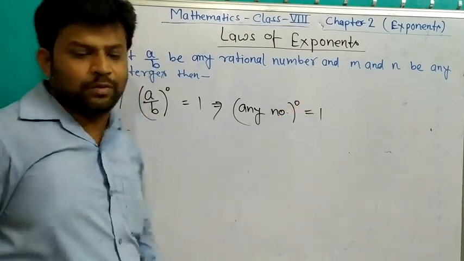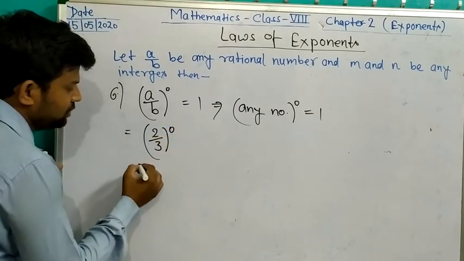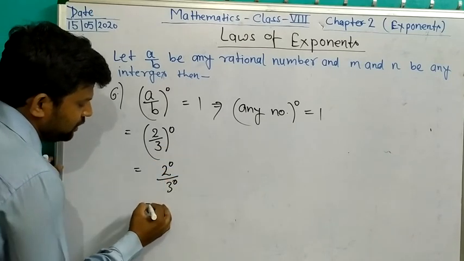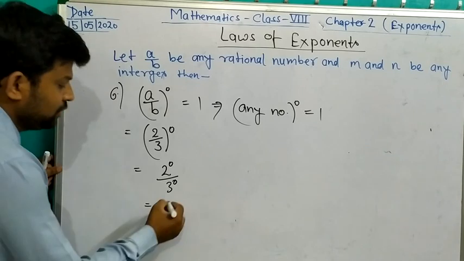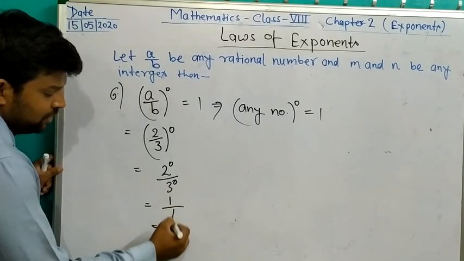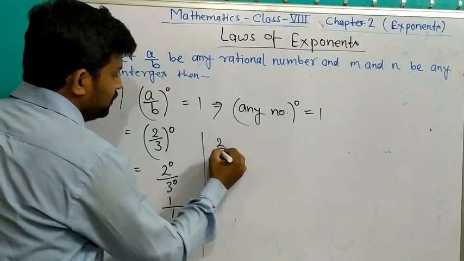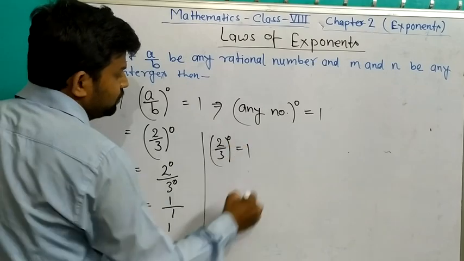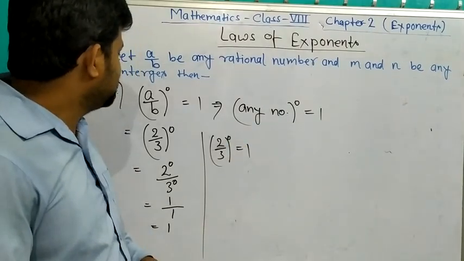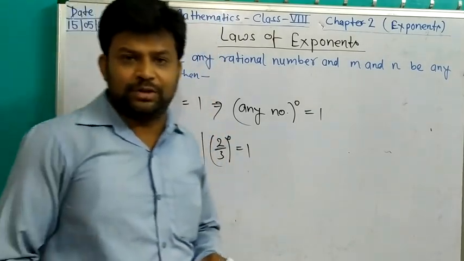For example, (2/3) whole to the power 0 equals, we can write 2 to the power 0 upon 3 to the power 0. Number to the power 0 equals 1, so 1 upon 1, it means 1. Therefore, we can write (2/3) whole to the power 0 equals 1. Therefore, we see 6 laws of exponent. Thank you, class.